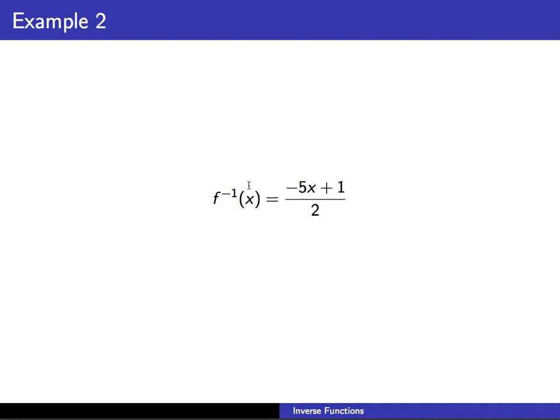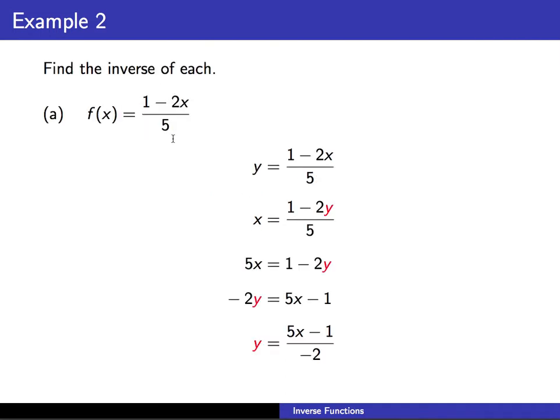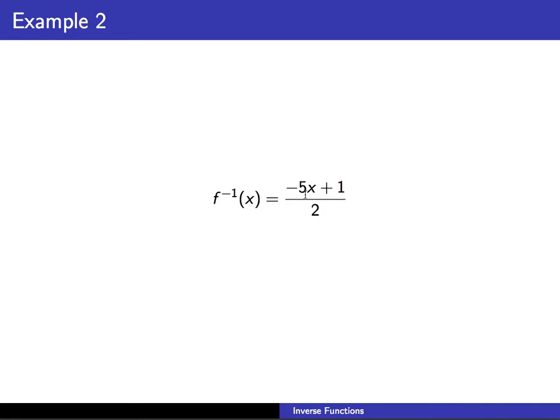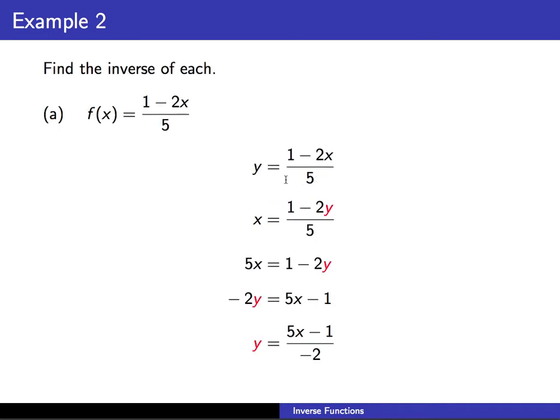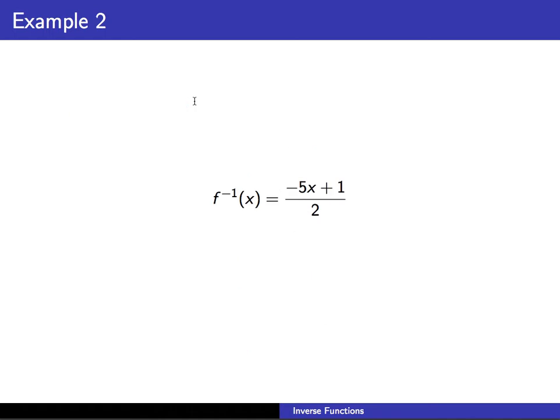So if we give our original function a value, such as, let's go with 0, we're going to get 1 minus 0 over 5 is 1/5 in return. Well, if we have the 1/5 and we want our 0 back, then we should give the 1/5 to this function, and it'll give us our 0 back. -5 times 1/5 is -1. -1 plus 1 is 0. And 0 divided by 2 is 0. So this function will undo anything we give this function.